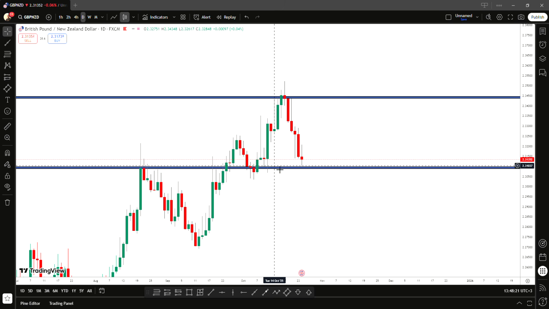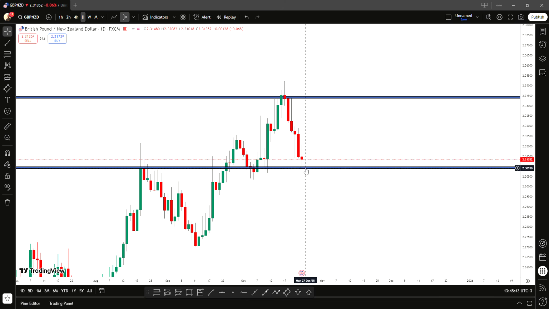So what has happened here is price has tapped this zone. This is the daily support. Now price has given us an indecision candle. This is an indecision candle at this level, showing us that this sell momentum that you see is losing pressure.